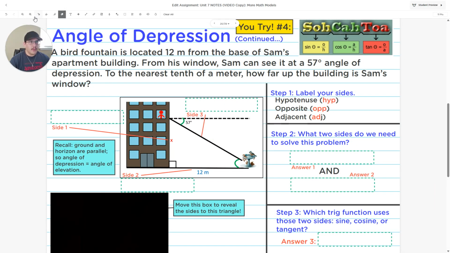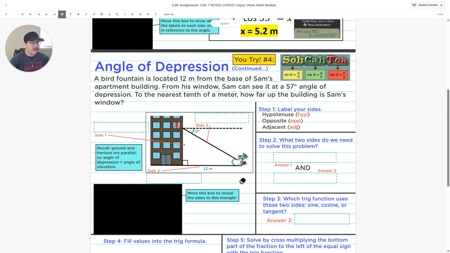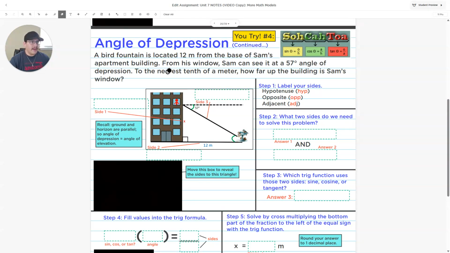Okay, you try number 4. Here's an image. We have a scenario where you have to find a missing side. And again, most of the time these things are not created. You have to draw up the image and figure out what the heck this problem is talking about here. So after you've created the image, label your sides, figure out which two are the most important, and then from those two, figure out which trig function you're going to use. Then after you've chosen the trig function, fill out the information, solve by cross-multiplying, and then get your answer.